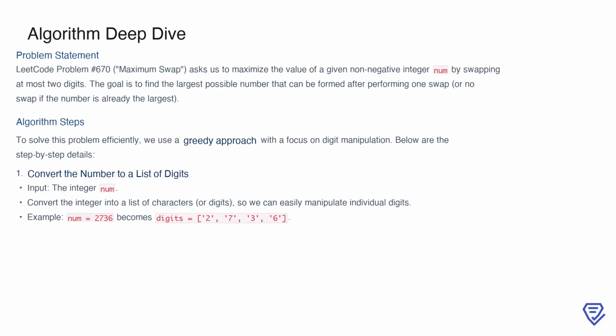The first step is to convert the number into a list of its individual digits. This transformation allows us to easily access and manipulate specific digits for the swapping process. For example, if the input number is 2736, we convert it into a list of characters 2, 7, 3, 6. This sets the foundation for the subsequent steps of the algorithm.